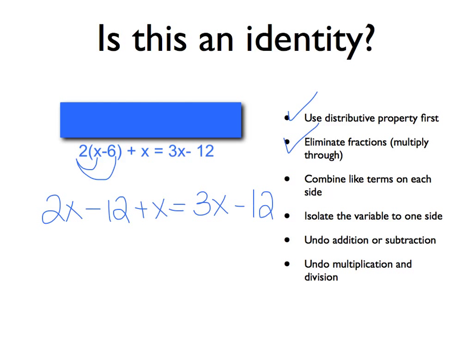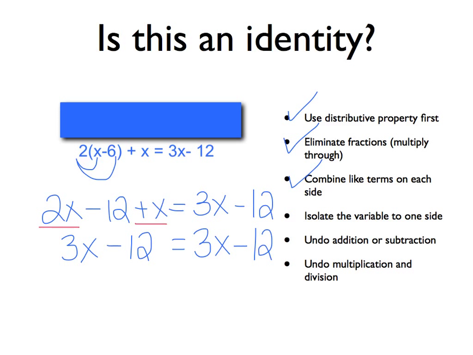Fractions. Do I need to eliminate fractions? No. How about combining like terms? Let's look for our like terms. 2x and positive x are like terms. 2x and a positive x would give me 3x. The negative 12 stays there, and that's going to equal 3x minus 12.